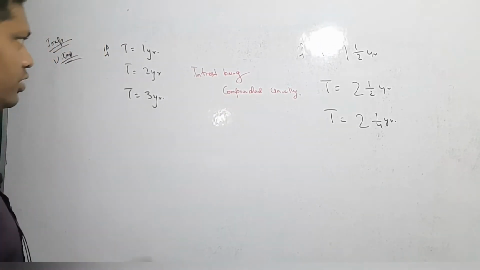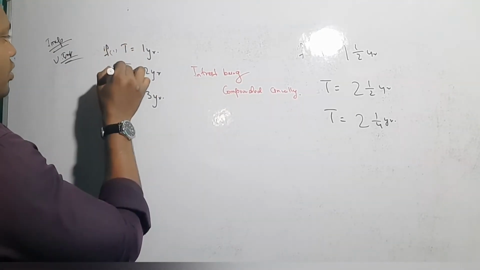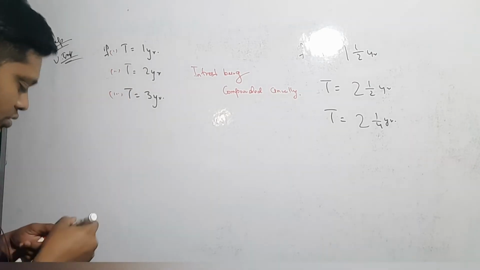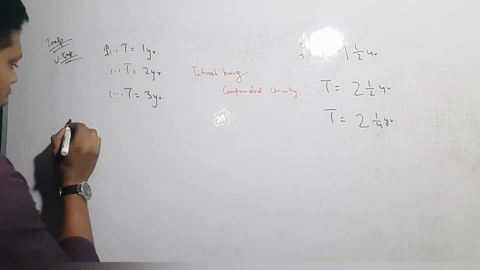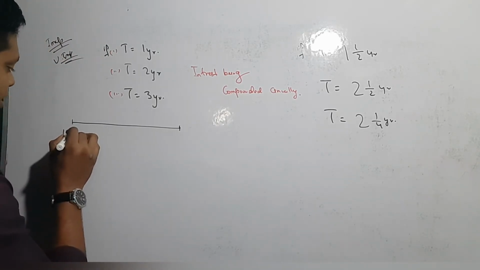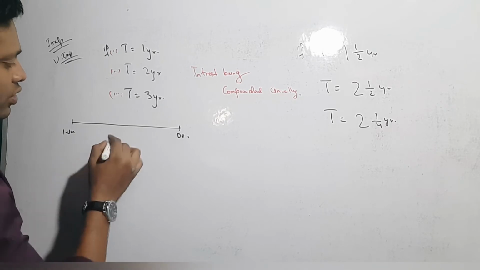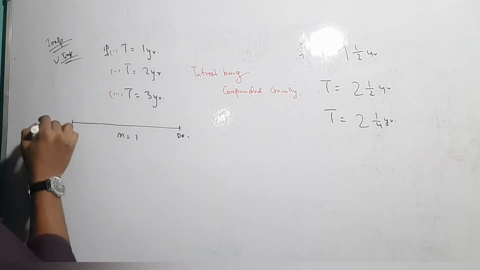Here, what is the conversion period for this one? For your 1, 2, 3. Like this, if the time axis is there, January is there and December is there. 1 year. How many times do we need to pay? So 1. So n is equal to 1. Clear. First one is done.